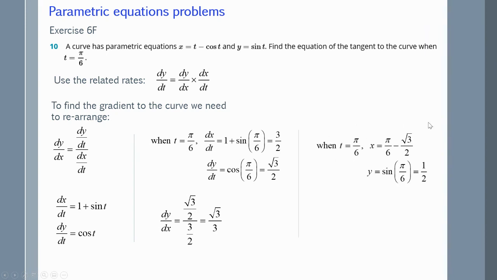Now we need to find the x and y value for this particular value of the parameter t. When t is pi on 6, x is pi on 6 minus cos pi on 6, which is root 3 on 2, and y is sine pi on 6, which is a half. So now we use the equation y minus y1 is m, the gradient, times x minus x1, and simplify to this form.